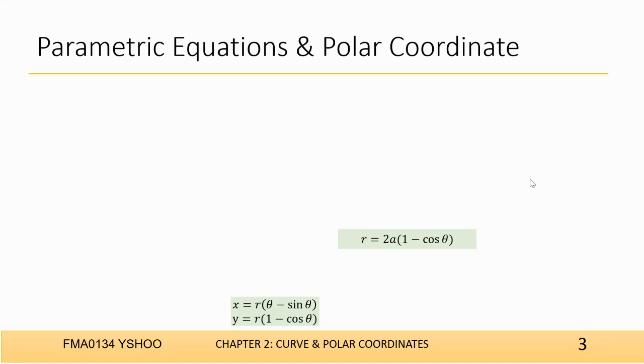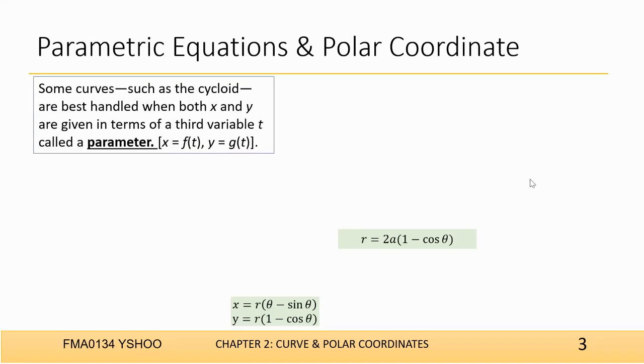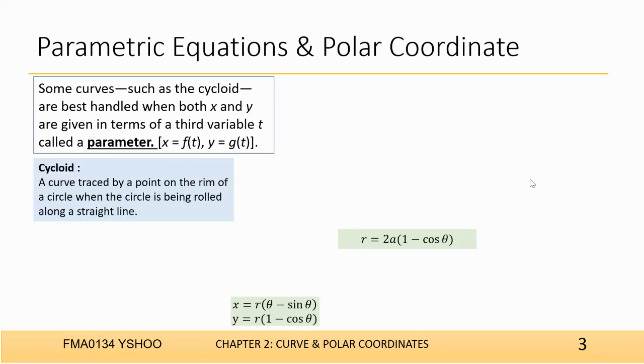Now we look at parametric equations. Let's say we have some curve such as the cycloid, which is best handled when both x and y are given in terms of a third variable. It's called parametric. So we have x equals f(t), y equals g(t). One example is the cycloid, a curve traced by a point on the rim of a circle when the circle is rolled along a straight line. So this is the cycloid, and it is best to represent it in a parametric way.